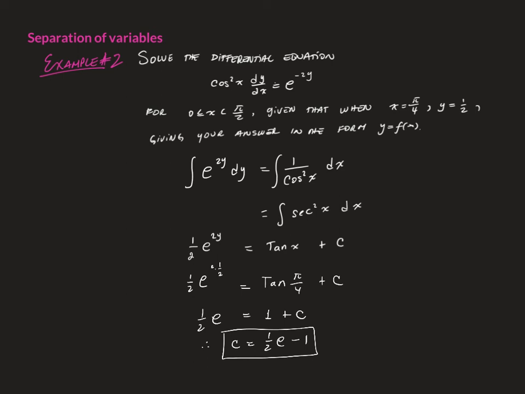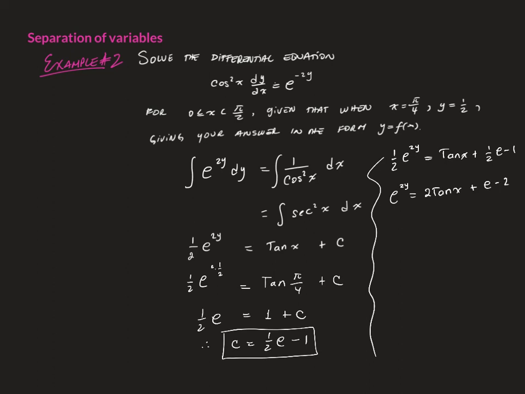Now I'm going to substitute that into my previous expression. So 1 half e to the power of 2y equals tangent x plus 1 half e minus 1. And now I'm going to solve for y. So first I'm going to multiply everything by 2. e to the power of 2y is equal to 2 tangent x plus e minus 2.